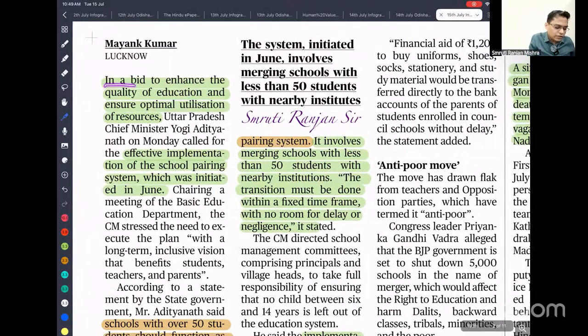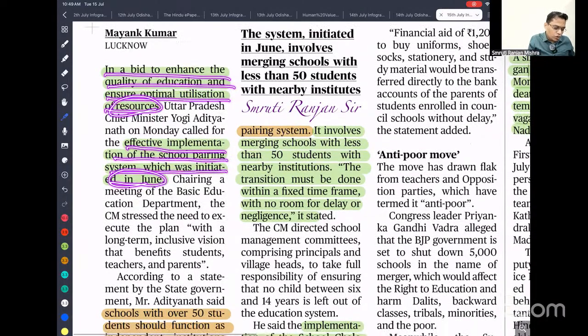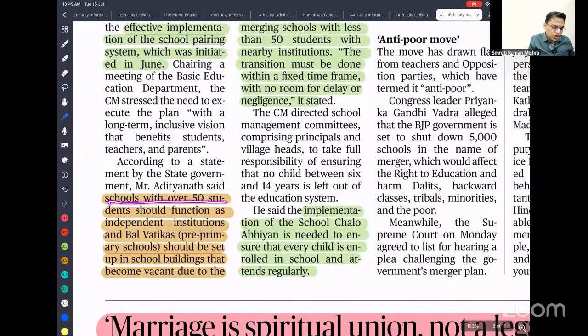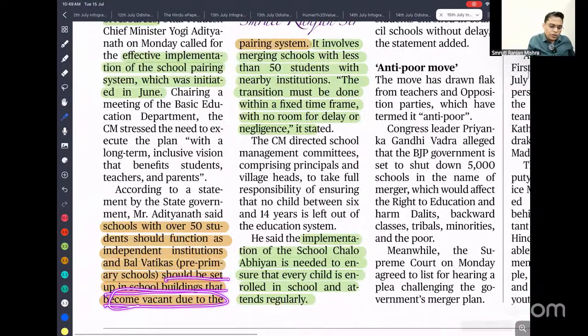In a bid to enhance the quality of education and ensure optimal utilization of resources, the school pairing system, which was initiated in June, should be implemented effectively. A school with 50 students should function as an independent institution, and Bal Vatika, meaning pre-primary, for students who are before primary, should be set up in the school building that became vacant due to the pairing system.